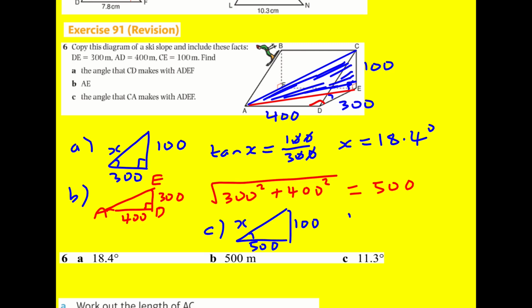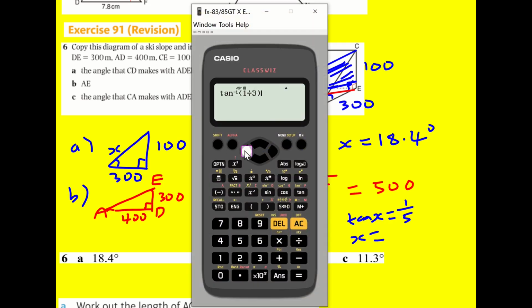So again, it's going to be tan. Tan x is now the opposite over the adjacent. So it's going to be 100 over 500, or 1/5. So x is going to be inverse tan of 1/5. Good question. 11.3.